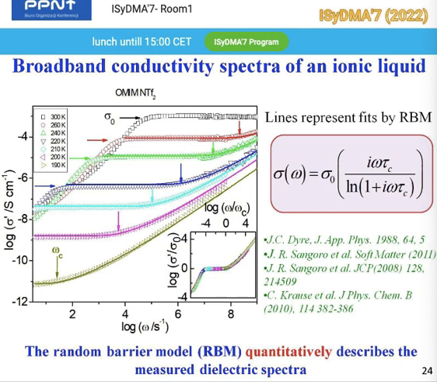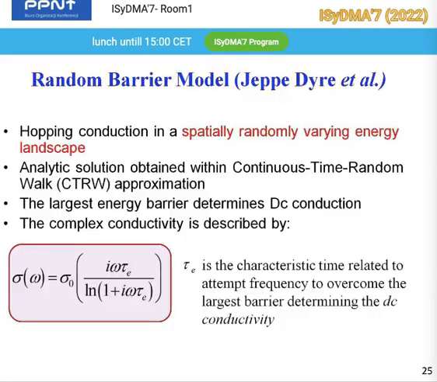By carrying out such fits, we can directly extract the time tau C. And what is the interpretation of this time tau C? This is the time within the random barrier model, which just describes hopping conduction in a spatially randomly varying energy landscape. And this time tau C or tau E is the characteristic time related to the attempt frequency to overcome the barrier, which is determining for the DC conductivity.